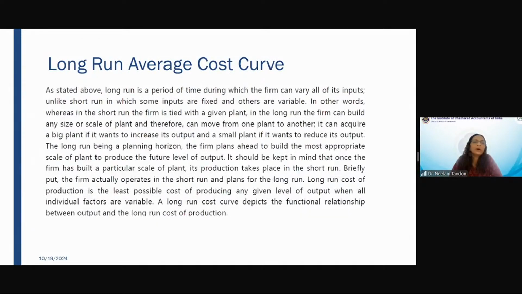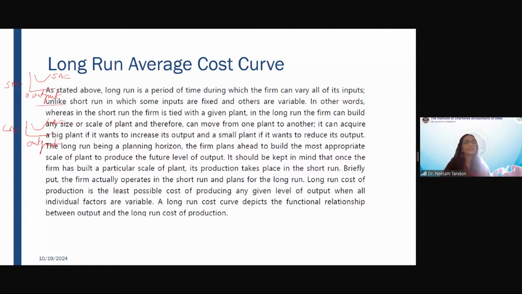Now, what exactly is the long run average cost curve? Now that we are talking about the long run, what did we say about the short term? We said that the short term average cost curve is U-shaped. In prior classes we have discussed that the short term average cost curve is U-shaped because of the law of variable proportion. Now what about the long term? Interestingly, long term average cost is also U-shaped. This is LAC and this is output.